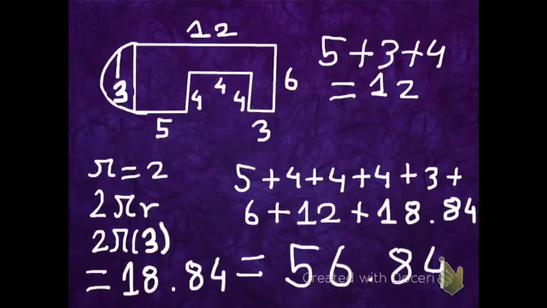But first we need to find the length of the top side of the rectangle, and we figure that out by adding 5 plus 3 plus 4, which gives us 12. And now all we need to do is add all the sides together to get our final answer. 5 plus 4 plus 4 plus 4 plus 3 plus 6 plus 12 plus 18.84 equals 56.84. So that is our final answer for this problem.